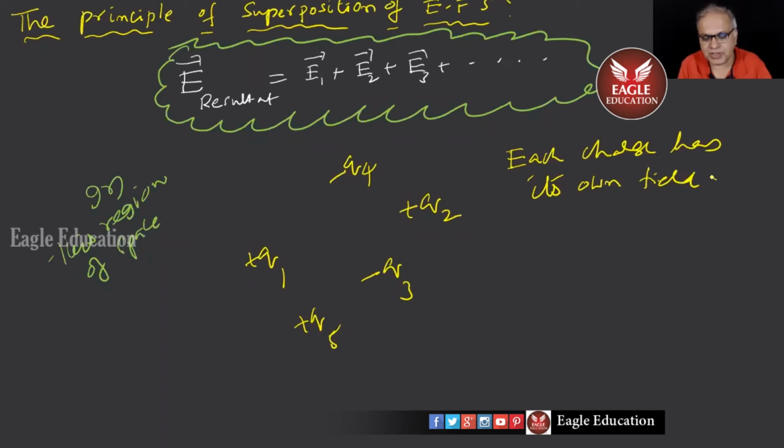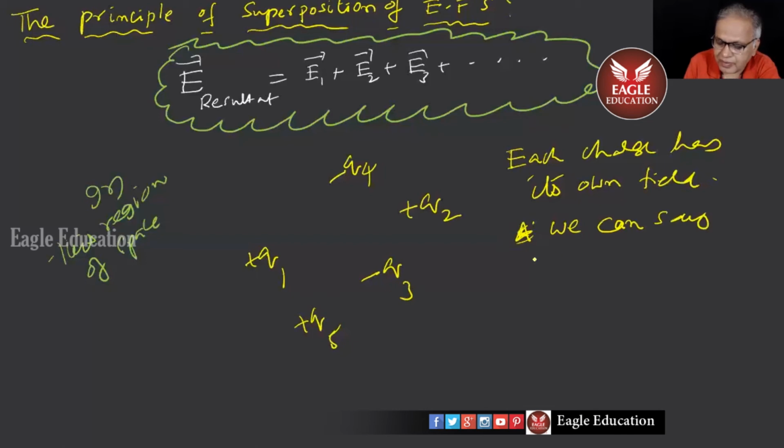So the space is now affected by the fields of all the charges, right? And at a point, in other words, I can say this region is having a resultant electric field of all the charges. We can say this space has a resultant field.